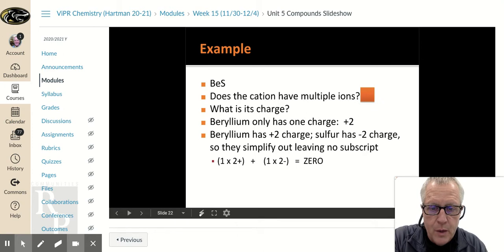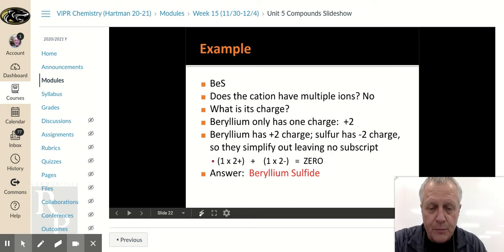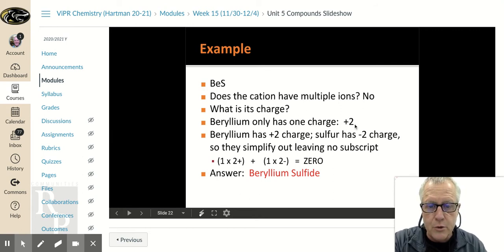Okay, here's an example. Here we have beryllium. This is the cation. Sulfur is the anion. Now, does this cation have multiple ions? It does not, because it's one of the elements over on the left side of the periodic table. It has a plus 2 charge, so that means it is an alkaline earth metal. You would find it in group 2 on the periodic table. Sulfur, on the other hand, has a minus 2 charge. It's over in group 16, so it needs 2 electrons.